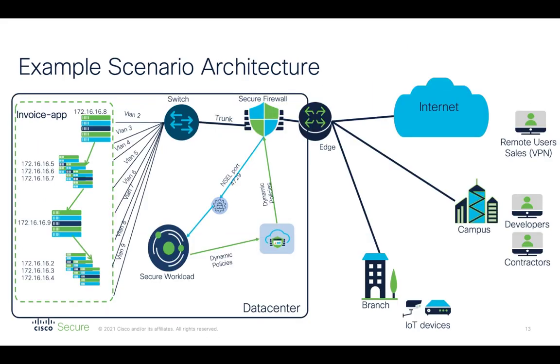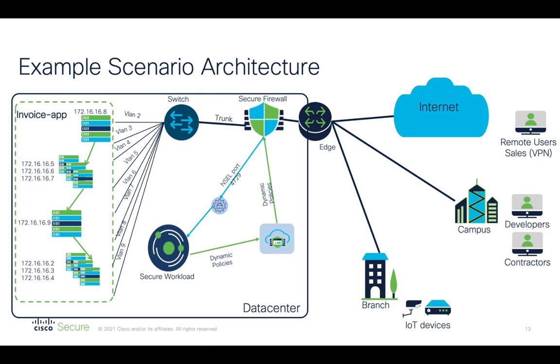Now, here is the sample architecture, where we have a transparent firewall securing a legacy application in the data center. We will configure Secure Firewall to send nested records, and Secure Workload will generate and push segmentation policies to it using dynamic objects on FMC.